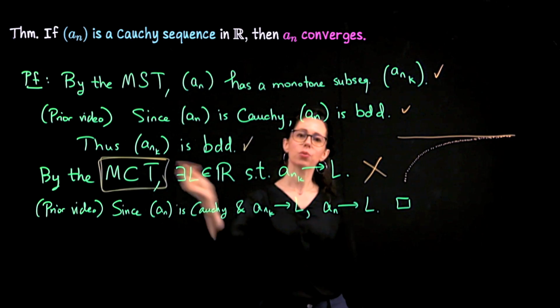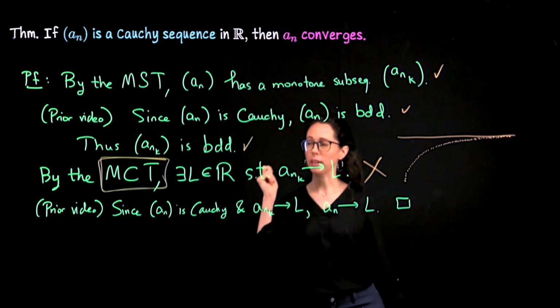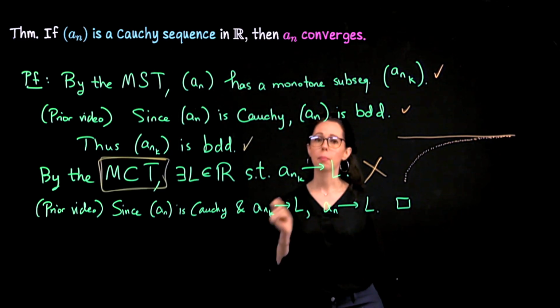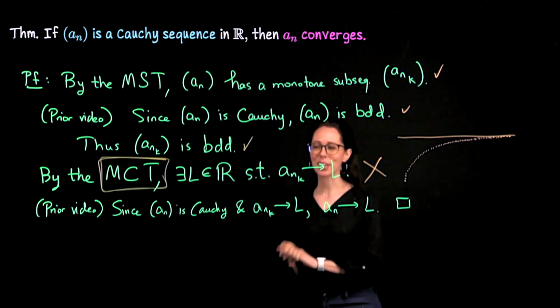This is really what's giving us the ability to apply this proof to real numbers, but not to rational numbers or the open interval between 0 and 1.